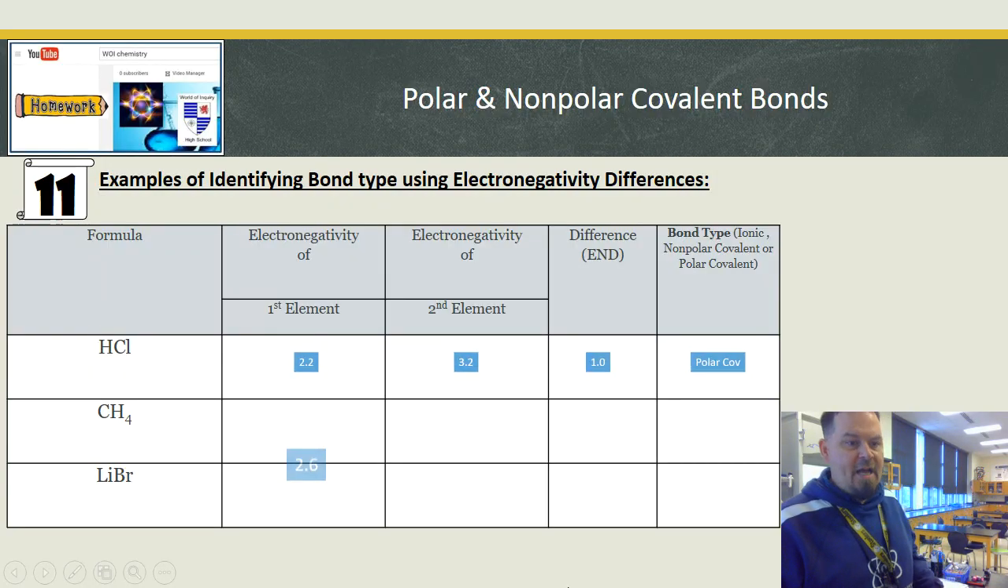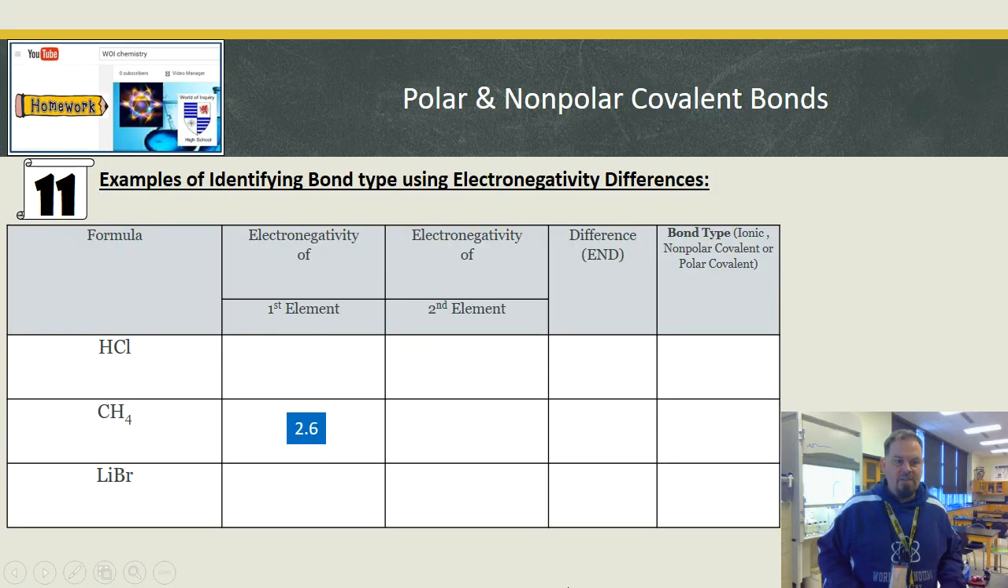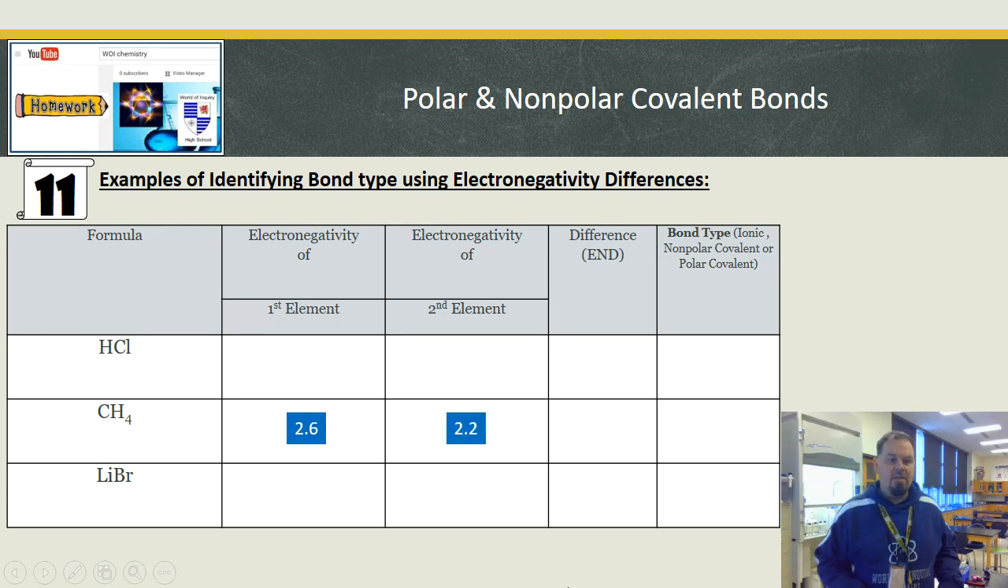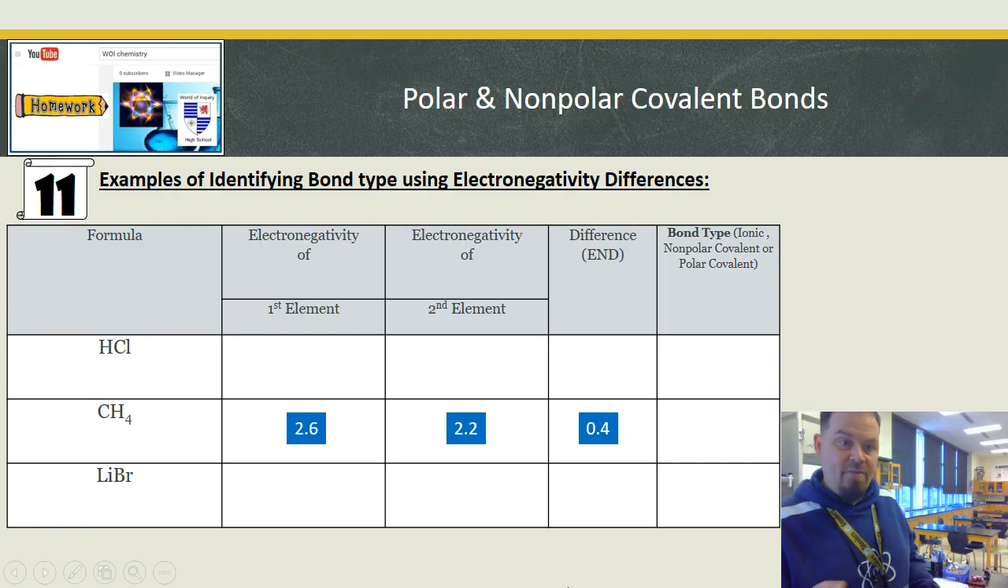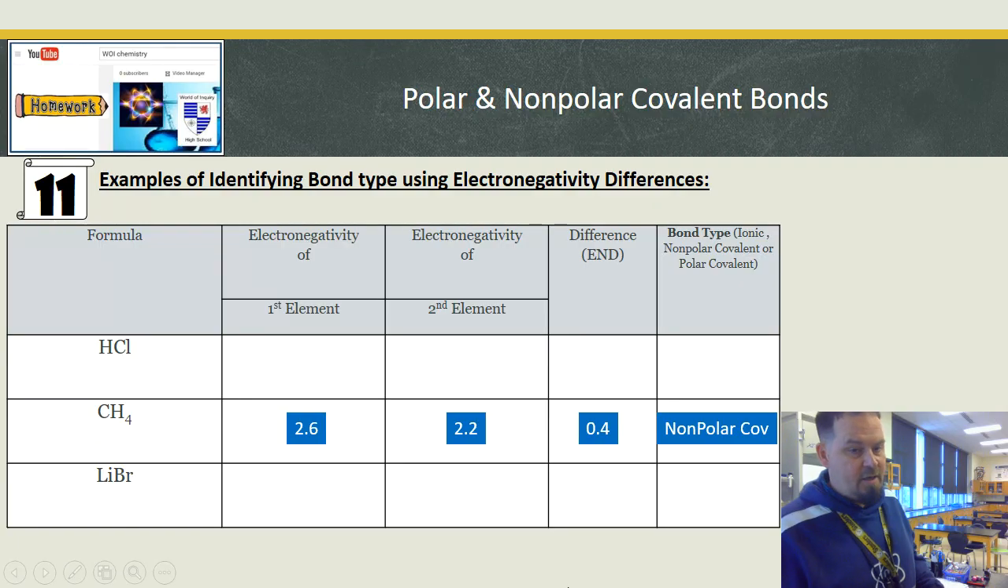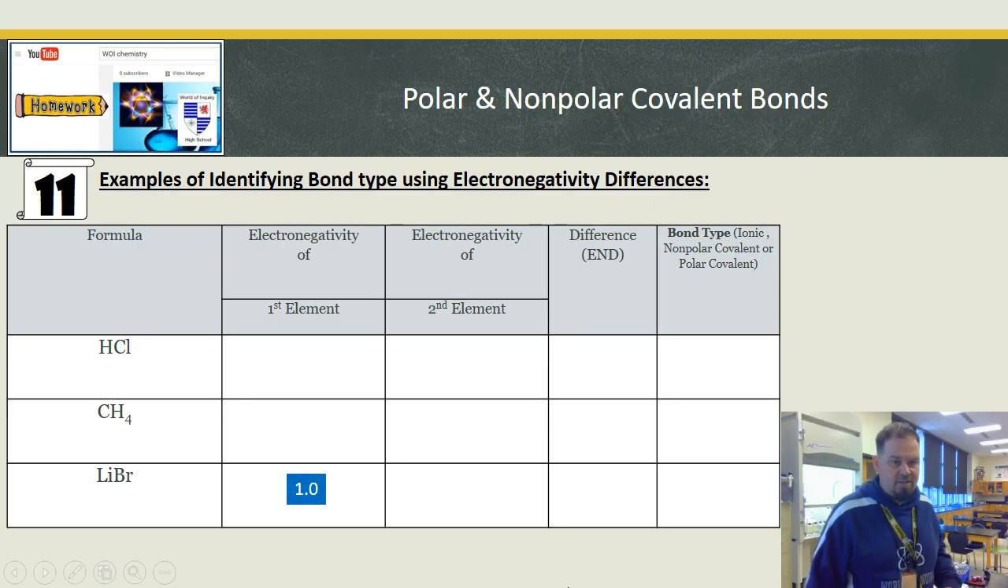Okay. Next one, just carbon one time, and I only have to do one hydrogen for this. I don't have to do all four. So I want to make sure we had one of these in here. Look up hydrogen is 2.2. The difference now is 0.4. This bond between one carbon and one hydrogen is now non-polar covalent. But that's just one bond, guys. We're not talking about the entire molecule, just trying to make sure that's clear.